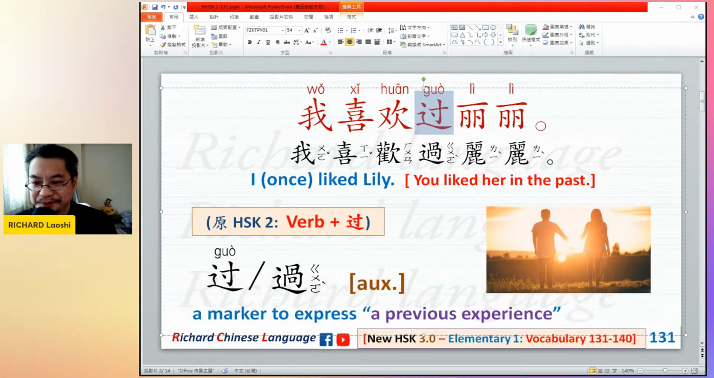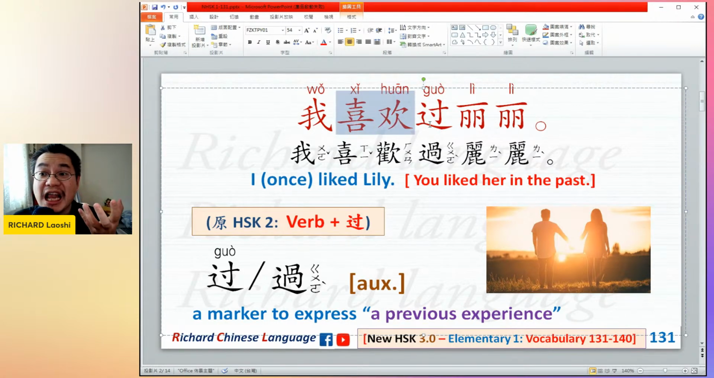Nice to see you. Okay, so let's see the example sentence now. 我喜欢过丽丽. 我 means I. 喜欢 means to like. 过 doesn't have any concrete meaning here. But when you see a 过 after a verb, that means you liked, you loved Lily. 我喜欢丽丽 means I like Lily.